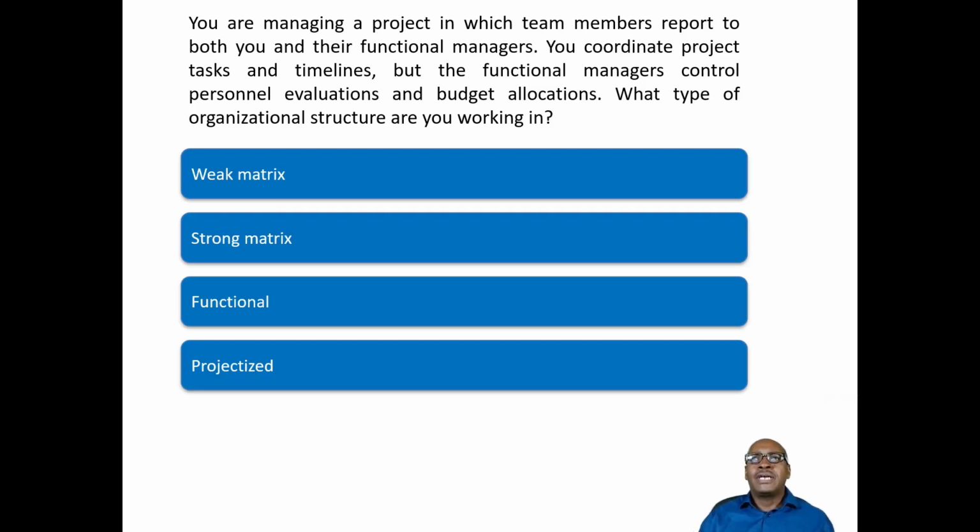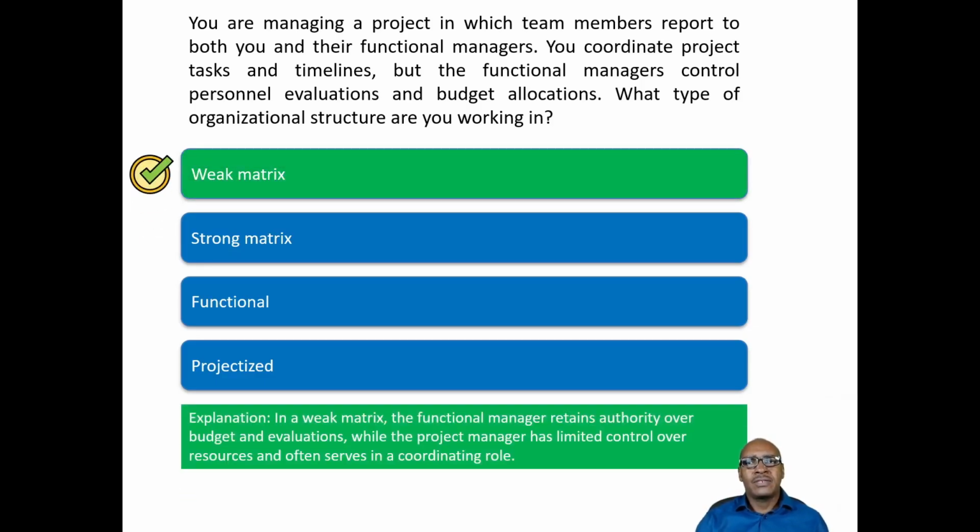You're managing a project in which team members report to both you and their functional managers. You coordinate project tasks and timelines, but the functional managers control personnel evaluations and budget allocations. What type of organizational structure are you working in? So I would leave you to go through the question and select the most appropriate response here. All right, let's reveal the answer.